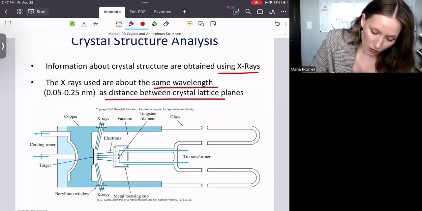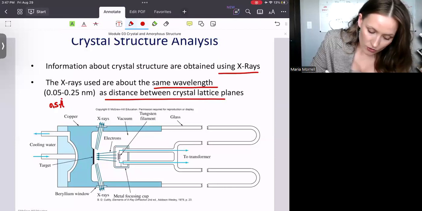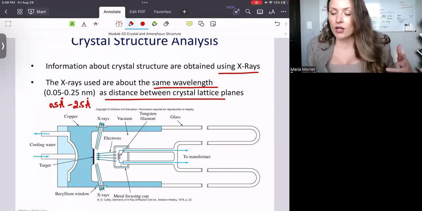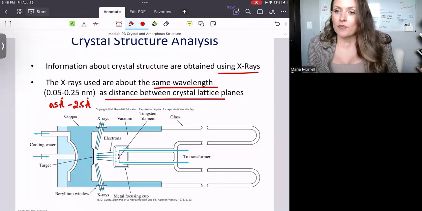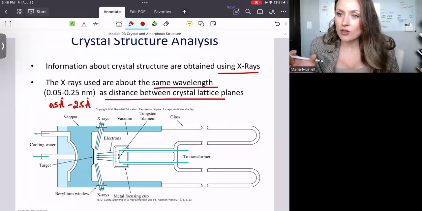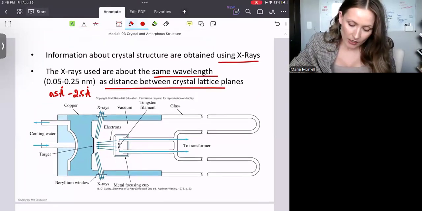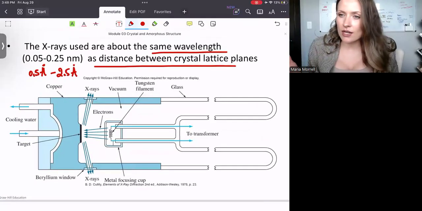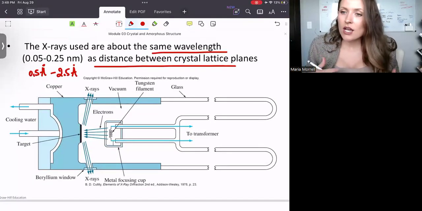Usually it's in the range of 0.5 angstrom to 2.5 angstrom, right? Or you can keep the nanometers as they are on the slide right now, 0.05 to 0.25 nanometers. So we're using a wavelength that is very, very similar to the distance between the adjacent crystal lattice planes, right? Now let's look at the concept because it is relatively simple. How do we generate those X-rays that allow us to gain the information about the crystal structure?